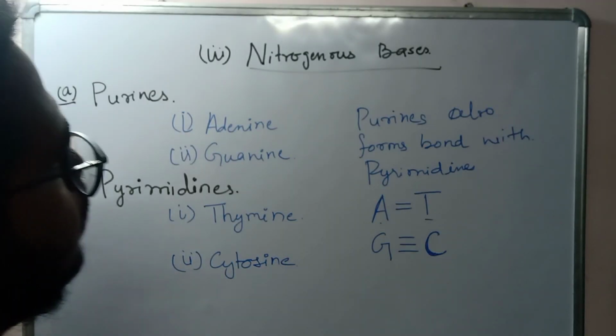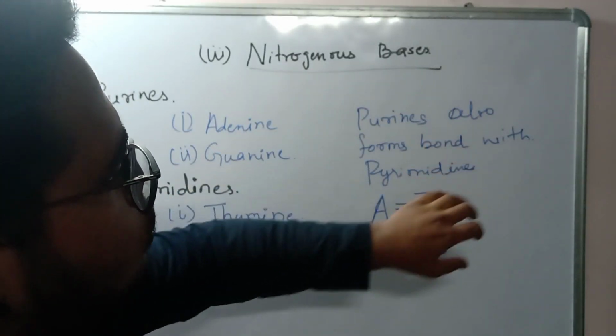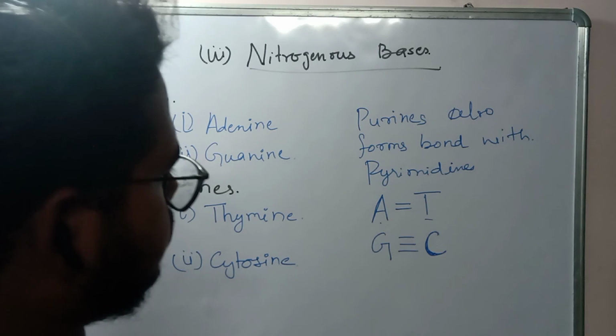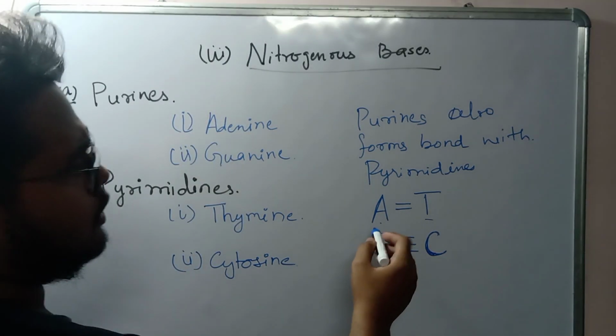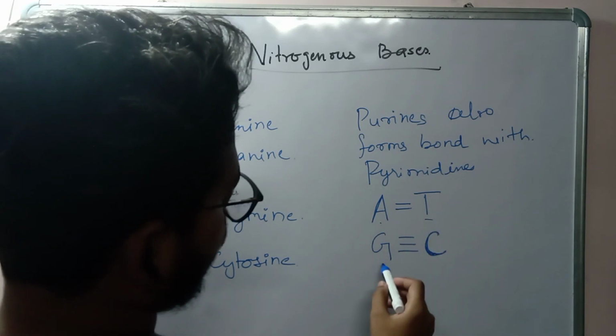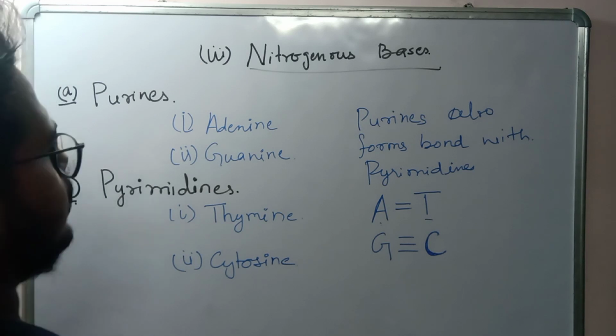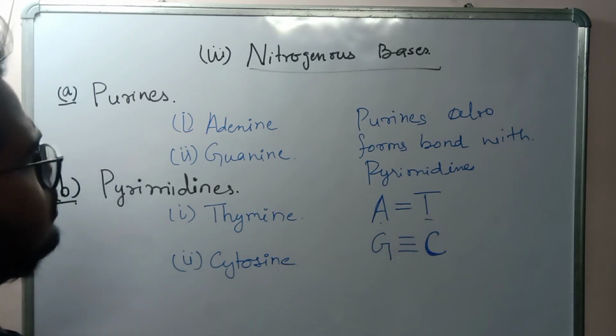It is a feature of nitrogenous bases that purines always form bonds with pyrimidines. Here is the structure showing adenine making a double bond with thymine and guanine making a triple bond with cytosine, and it is mandatory for all the purines and pyrimidines.